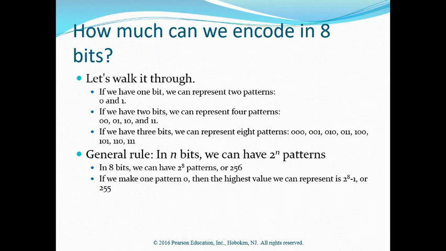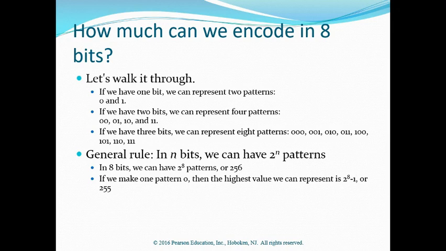So how much can we encode in 8 bits? Let's walk through it. If we have 1 bit, we can represent 2 patterns, 0 and 1. If we have 2 bits, we can represent 4 patterns, 0 0, 0 1, 1 0, and 1 1. If we have 3 bits, we can represent 8 patterns. So the general rule is that in n bits we can have 2 to the n patterns, right?